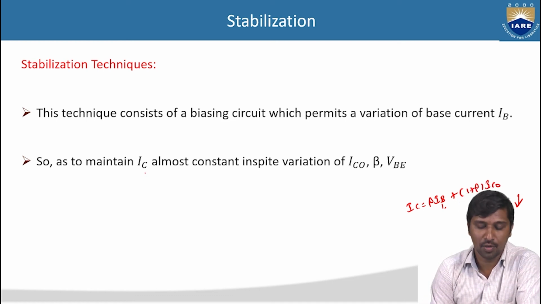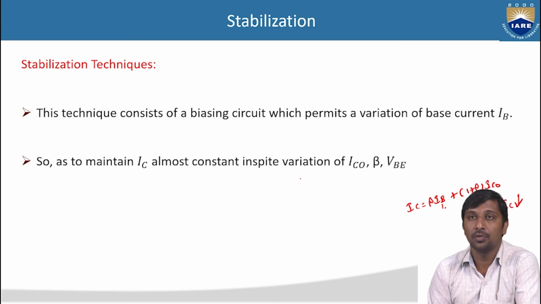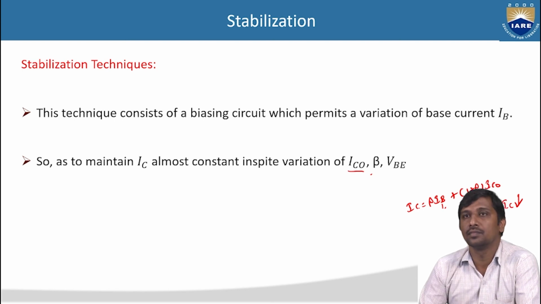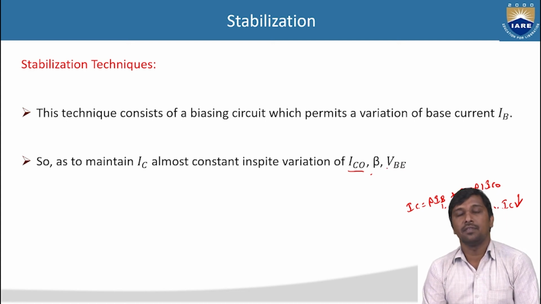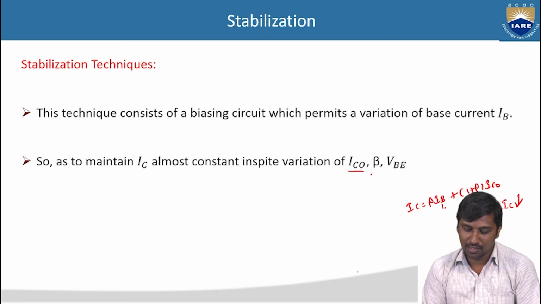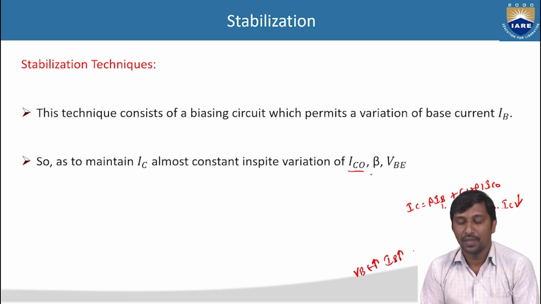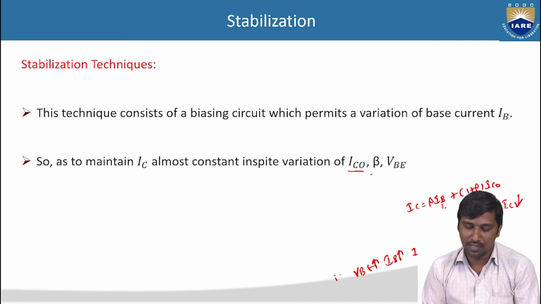To maintain the proper collector current, we need to consider the variation with respect to the reverse saturation current and beta. So how does the collector current change? One is with respect to the reverse saturation current, one is with respect to the DC current gain, that is beta, and one is with respect to the VBE parameter, the potential difference between base and emitter. If VBE changes, IB changes. If IB changes, then IC also changes. This is the second parameter.